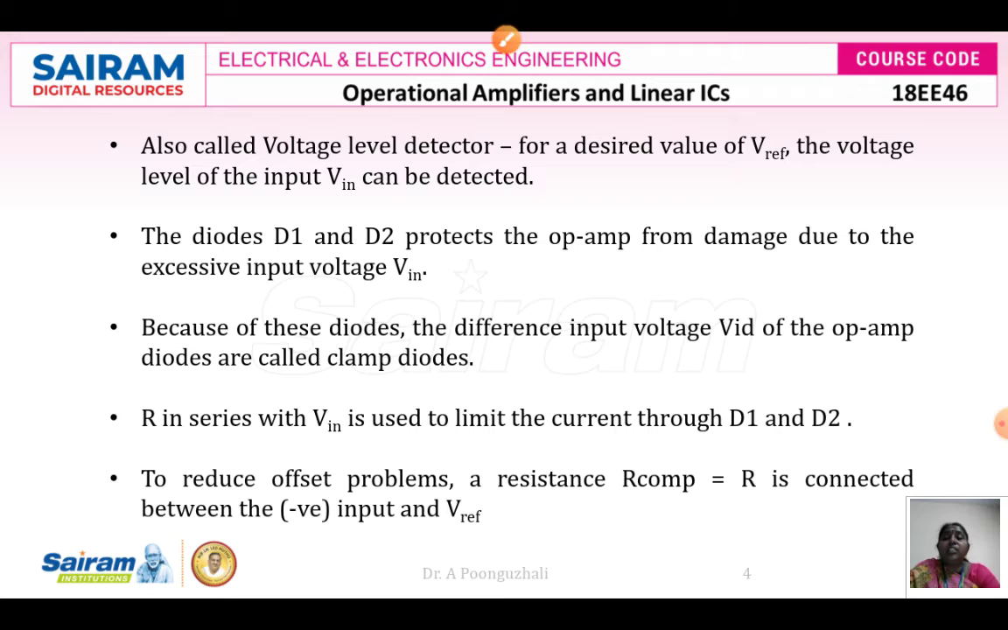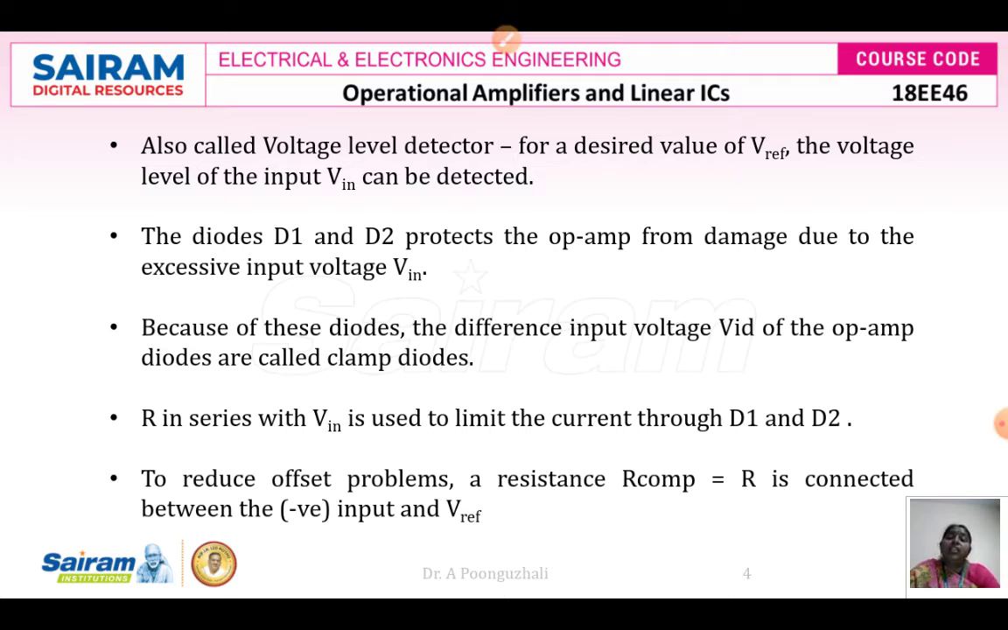So this circuit can also be called a voltage level detector. Why it is called a voltage level detector is, if my input voltage crosses beyond a threshold level, and that V reference can be a threshold level, that is the desired voltage level, then automatically my output is going to be generated there. So we can say that the non-inverting comparator can act as a voltage level detector.